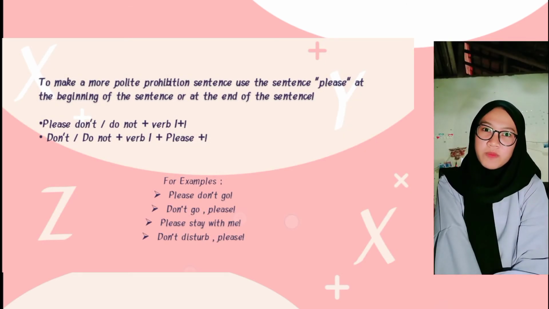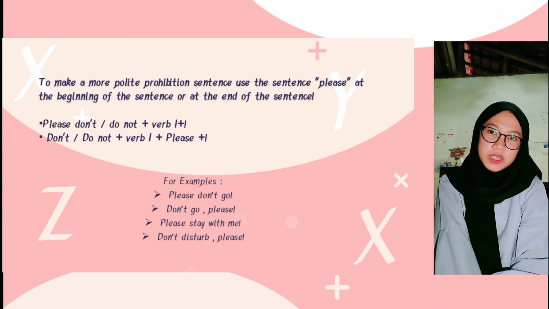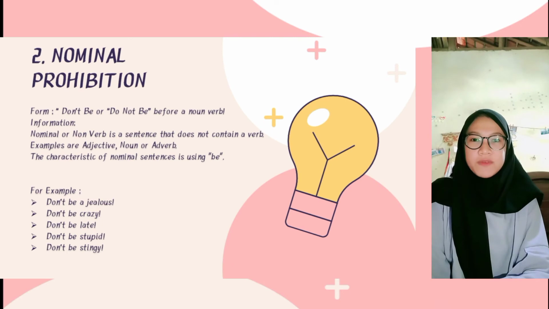Next, to make a more polite prohibition sentence, use please at the beginning of the sentence or at the end of the sentence, with an exclamation mark. Formula: 1. Please don't or do not plus verb 1 plus exclamation mark. 2. Don't or do not plus verb 1 plus please plus exclamation mark. For example, please don't go. Don't go please. Please stay with me. Don't disturb please.